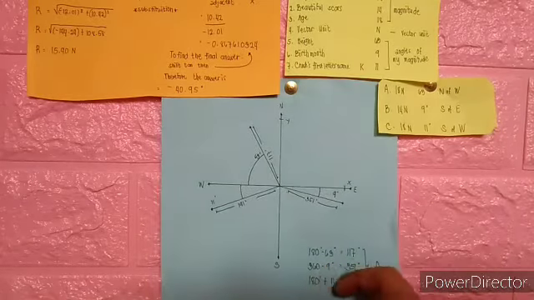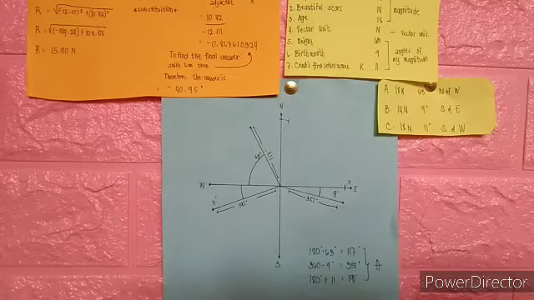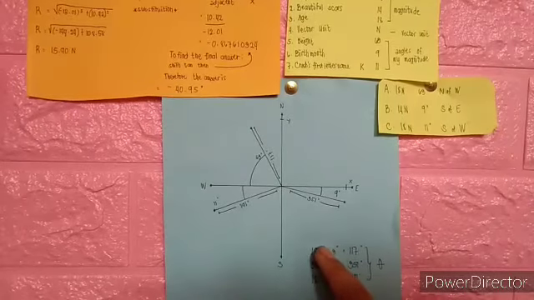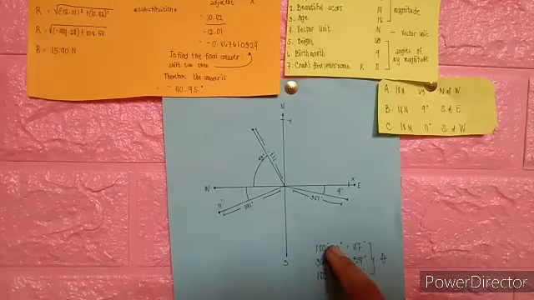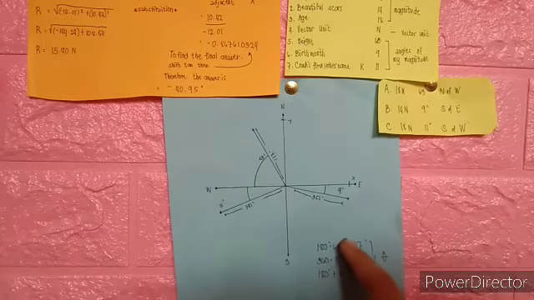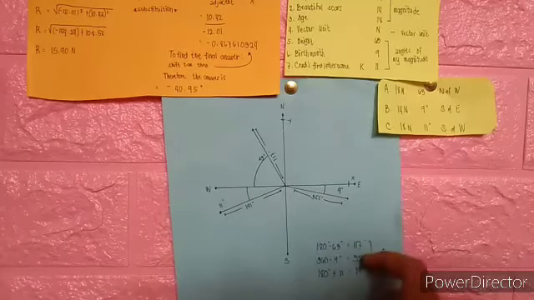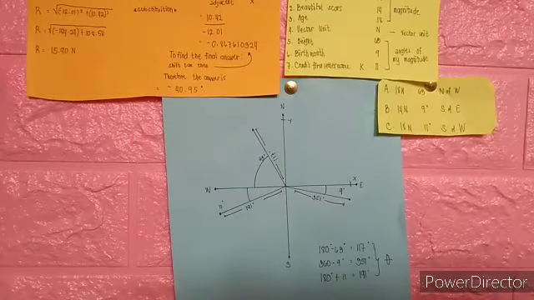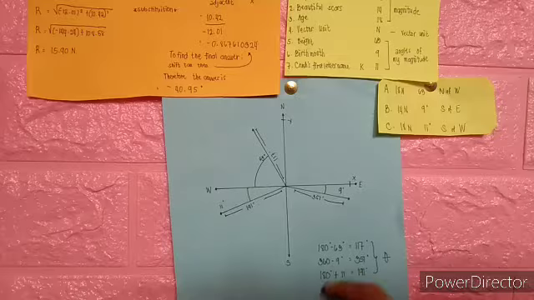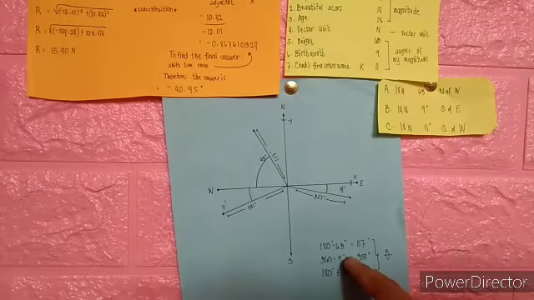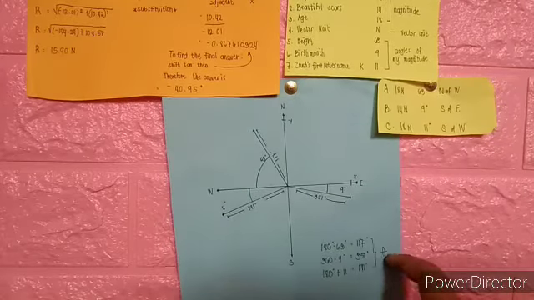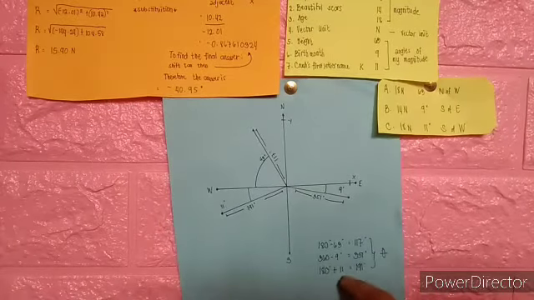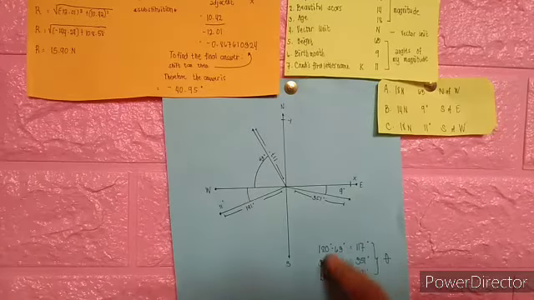To find the first theta, 180 minus 63 degrees, where 63 is the angle of your first vector, gives 117 degrees, your first theta. 360 minus 9 degrees gives 351 degrees, your second theta. And 180 plus 11 degrees equals 191 degrees, which is your third theta.